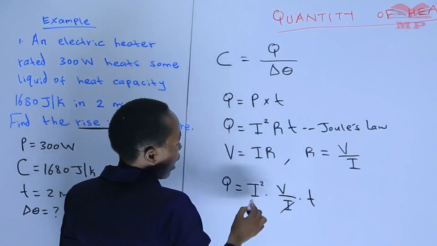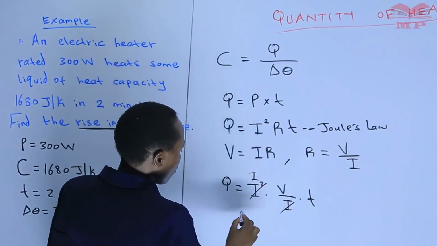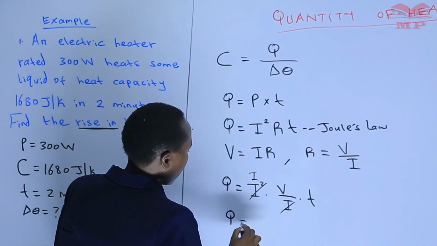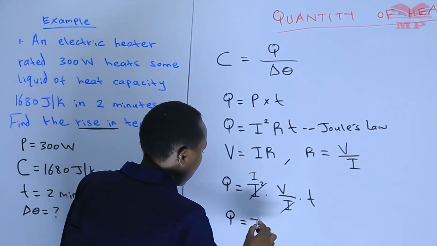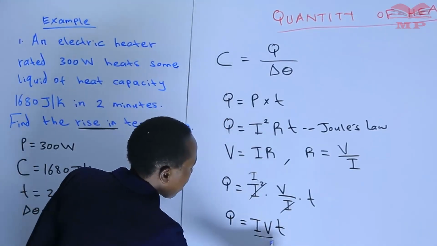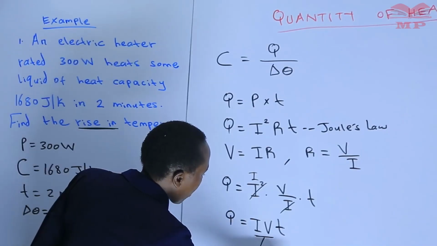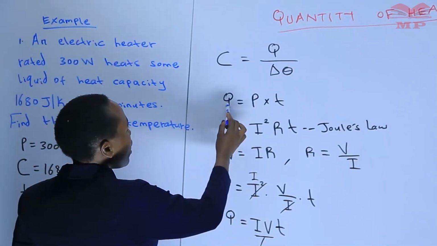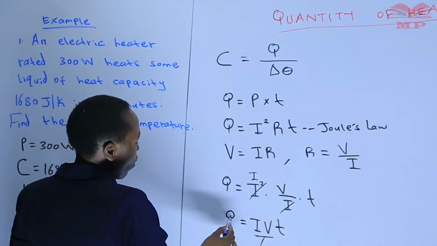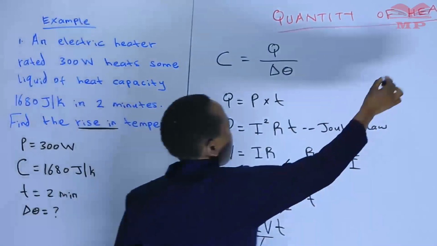So here one current I will cancel with the other, and we remain with one. So we end up getting our heat energy to be IVT. But we know that IV is equal to power. This is power. And therefore, heat energy, the quantity of heat, can be given by power times time.